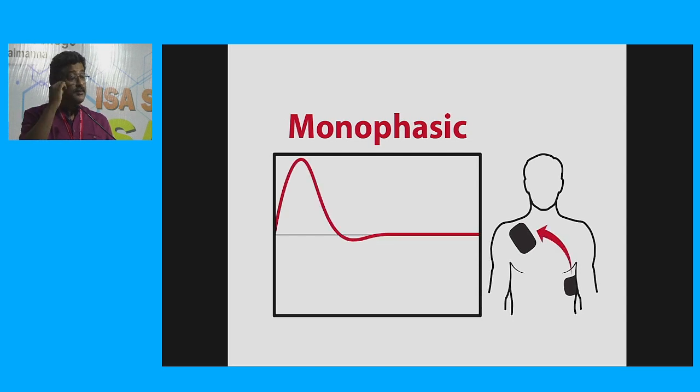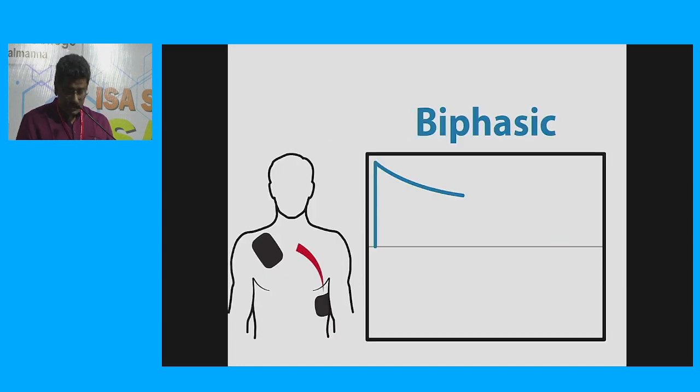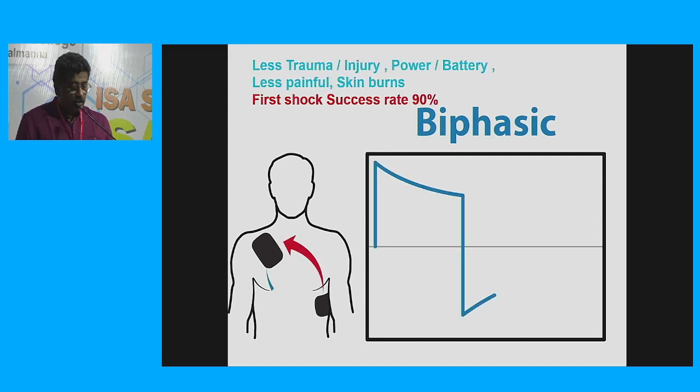So there are two types of defibrillators. One is monophasic, where the current flows in one direction only, and there is biphasic, where the current flows in two directions. So the energy needed to suppress an arrhythmia is lesser in biphasic compared to monophasic, where you need more current. That is around 360 in monophasic, where here you need only 200. And what they have seen is the first shock success rate in biphasic is around 90 percent, and all the drawbacks are less with biphasic. That is why more biphasic machines are coming now.